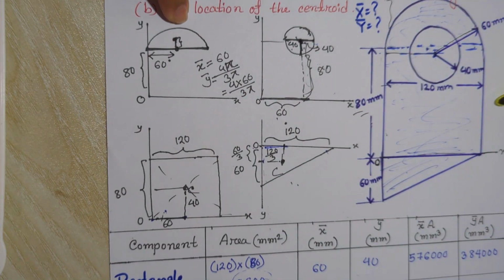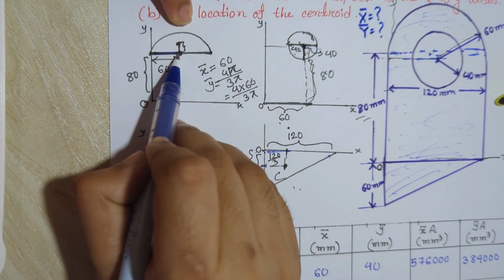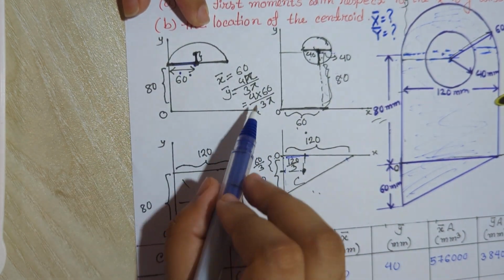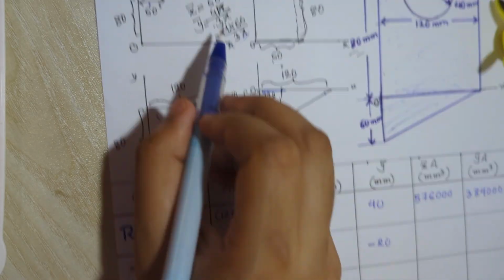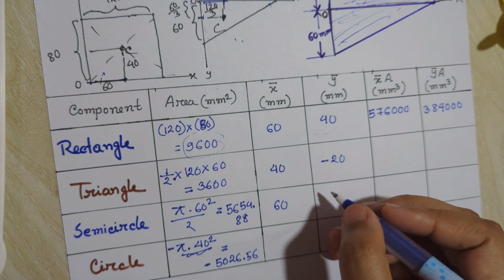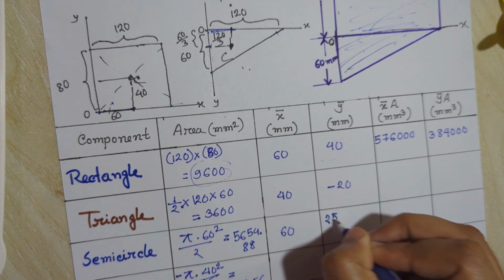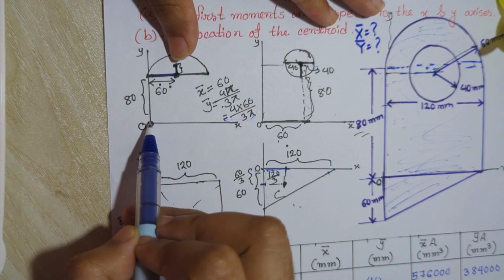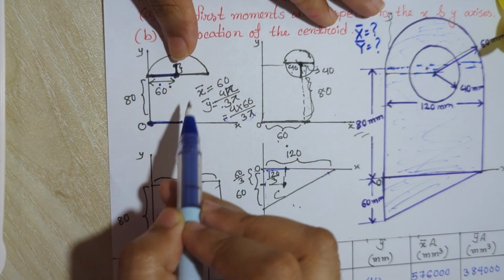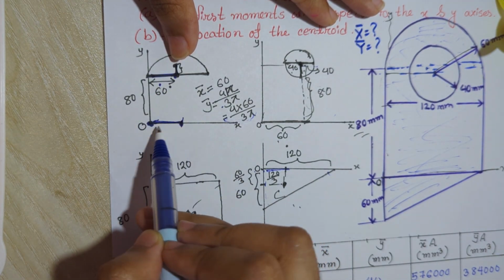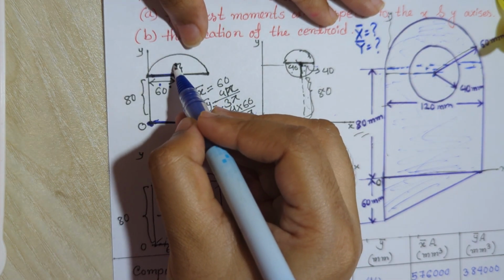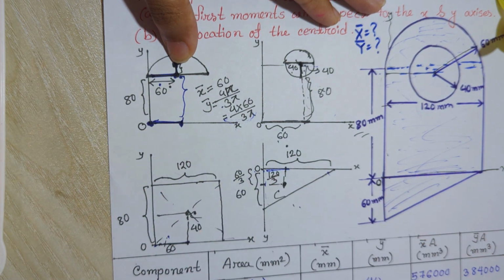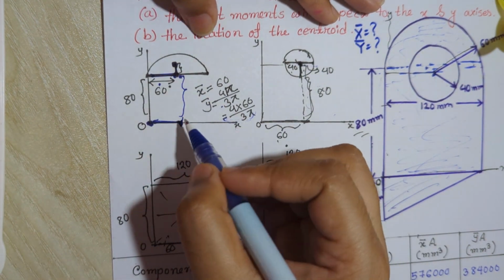And if we see the semicircle, then our x bar will be this portion, which is 60 radius, and at the upper portion we will go 4r by 3 pi, which is this. If we calculate the value, then the answer will be 25.46. But look at this, we have to count this from the origin. So here we will go this 60 and this 60 is same, so our x bar is same. But if we want to reach this point, then we have to count this 80 millimeter also.